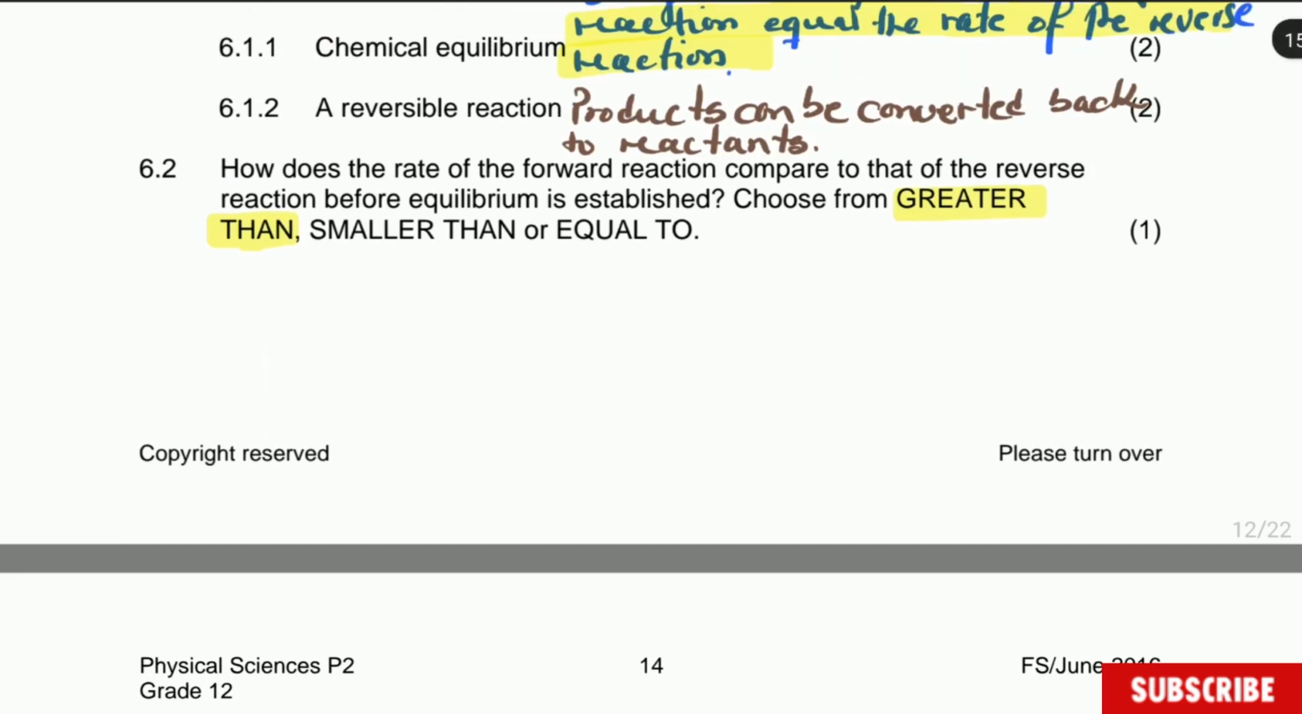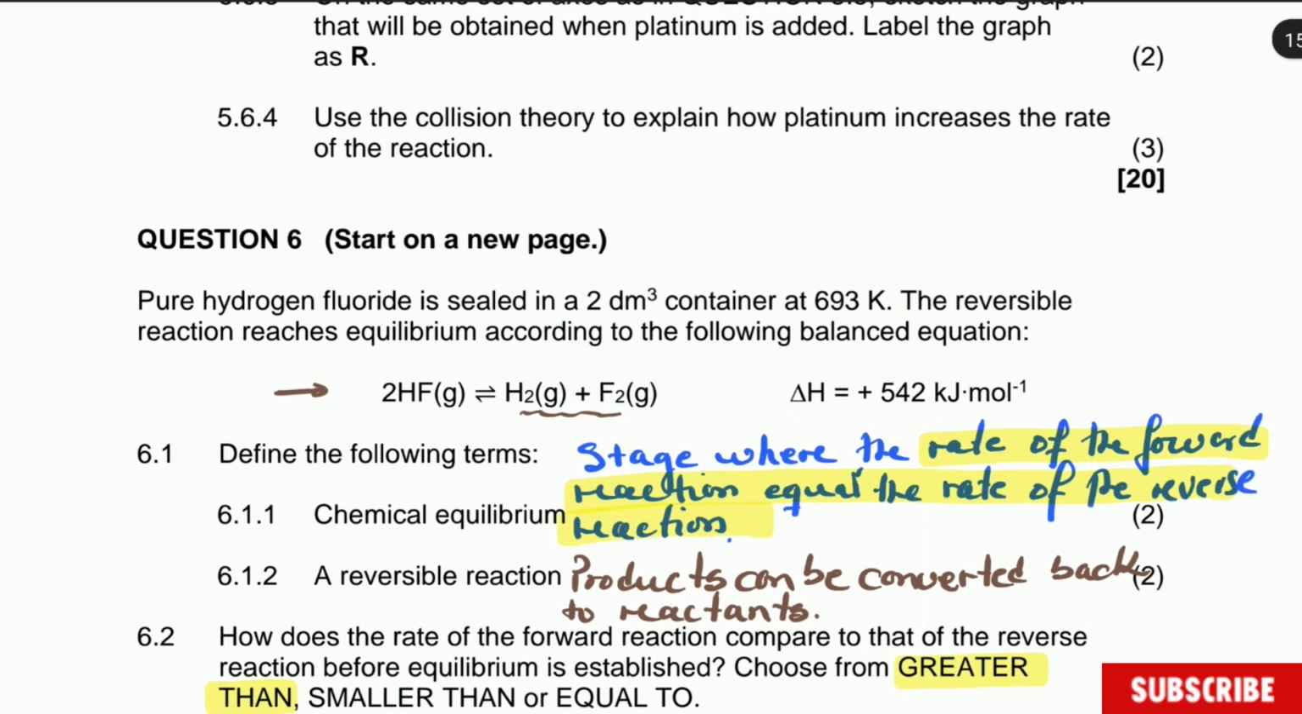Okay guys, so here you can see that delta H is positive, and therefore the forward reaction is endothermic. You can see that the forward reaction is going to be endothermic, and therefore the reverse reaction is going to be exothermic. So those are important details to know when drawing the graph.